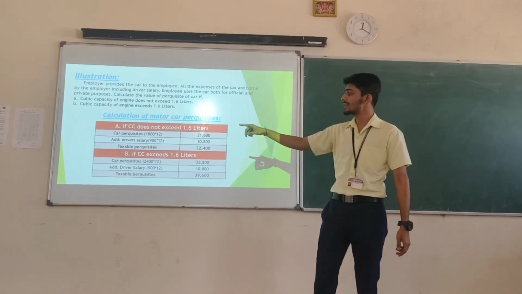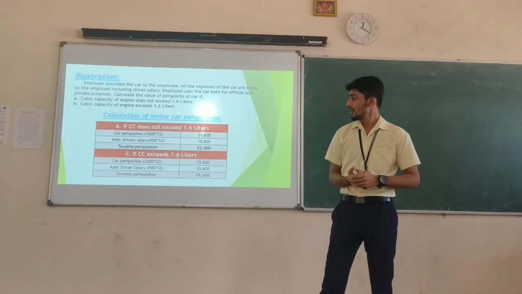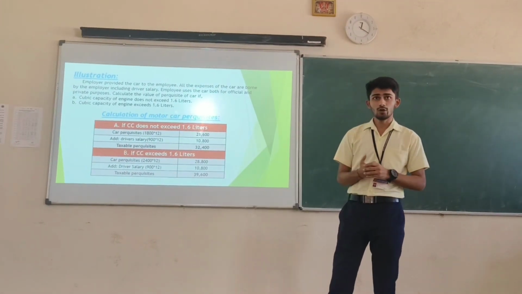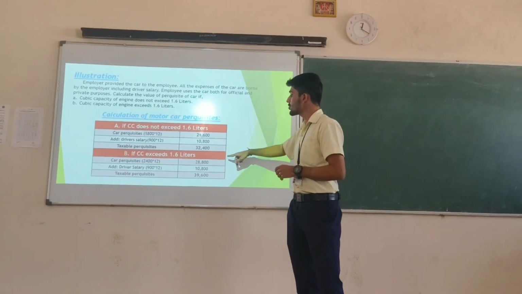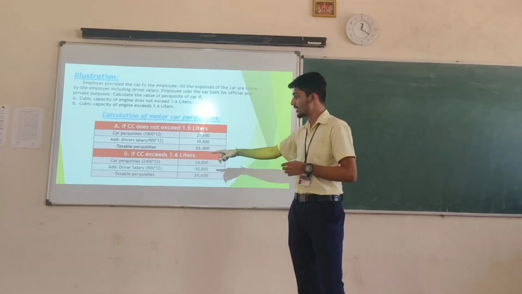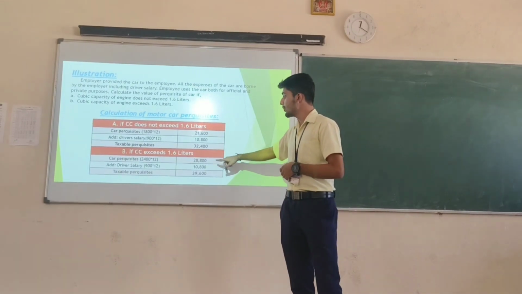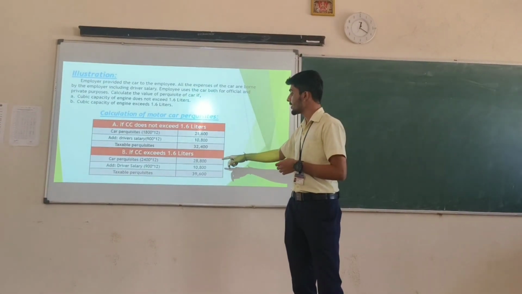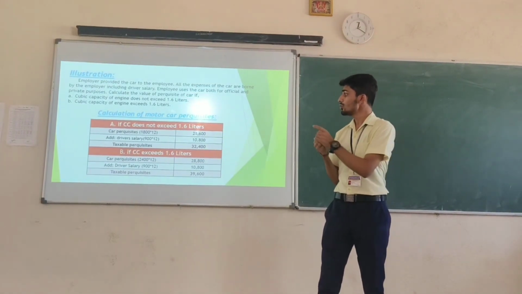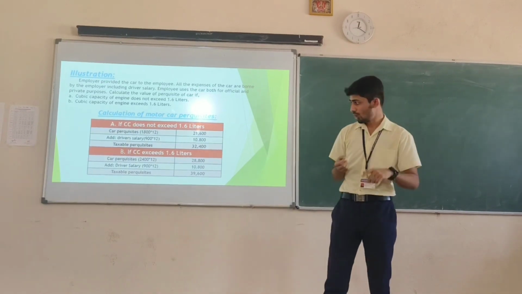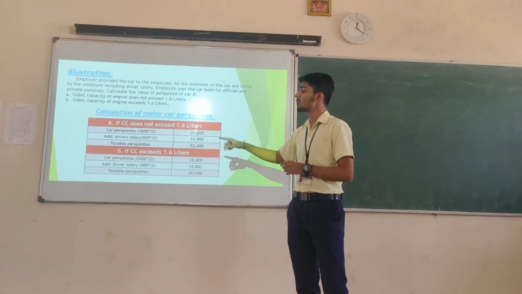That is nothing but the taxable perquisite. This was the first condition for small car. And when it comes to the large car, the car perquisite is 2,400. And then we have to multiply it with 12 months. We are going to get 28,800. And then add driver's salary, that is 900 into 12 months. You are going to get 10,800. Then add both of it, and you are going to get 39,600 as a taxable perquisite. Here, 32,400 is the taxable amount for the small car, and when it comes to the large car, 39,600 is the taxable amount for the large car.